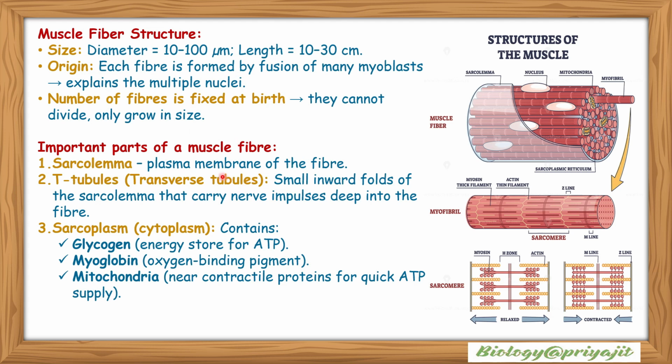Important parts of muscle fiber: sarcolemma, this is the plasma membrane of the fiber. T-tubules are the transverse tubules. They are small inward folds of the sarcolemma that carry nerve impulses deep into the fiber. Sarcoplasm or cytoplasm contains glycogen, an energy store for ATP, myoglobin, an oxygen binding pigment, and mitochondria near contractile proteins for quick ATP supply. This is the structure of the muscle. This is the sarcomere, the repetition of the myosin and actin protein, and in between there is the H zone, and within the H zone there is the M line.